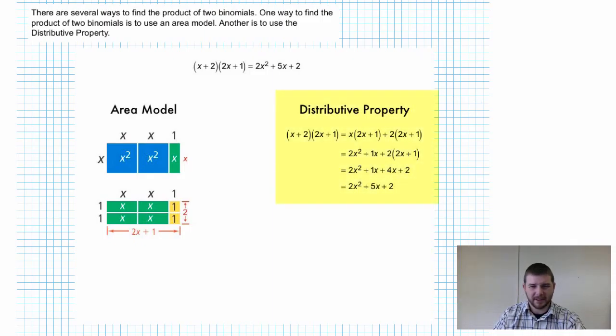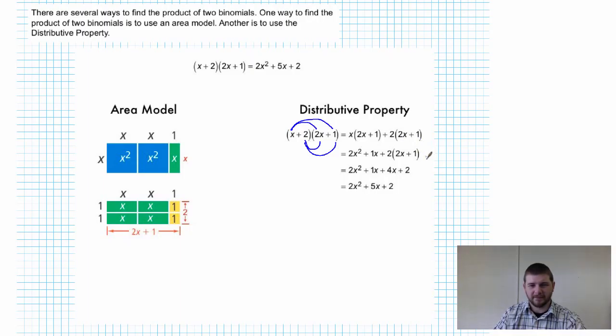So let's imagine if we were to multiply x times both terms, let me change colors, x times 2x and x times 1. Notice that's done for us here. And then multiply 2 times both of these terms, 2 times 2x and 2 times 1, done for us here.